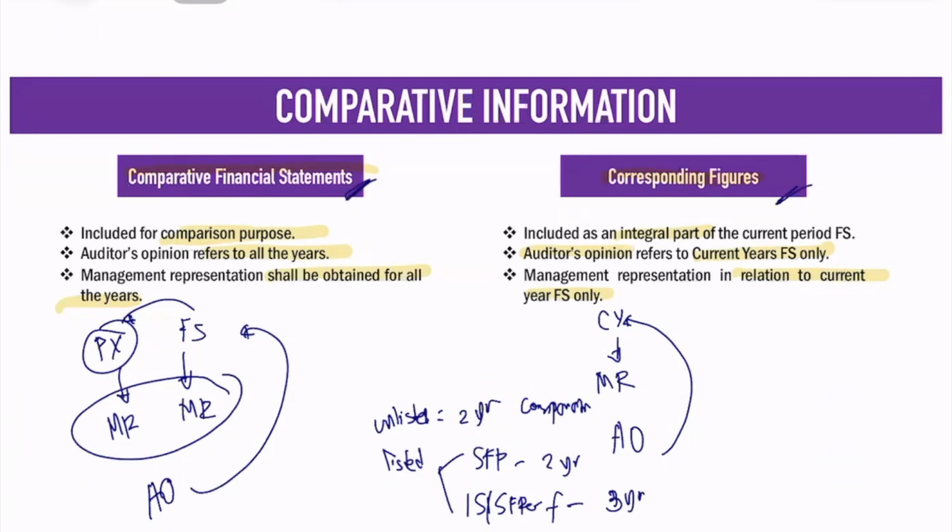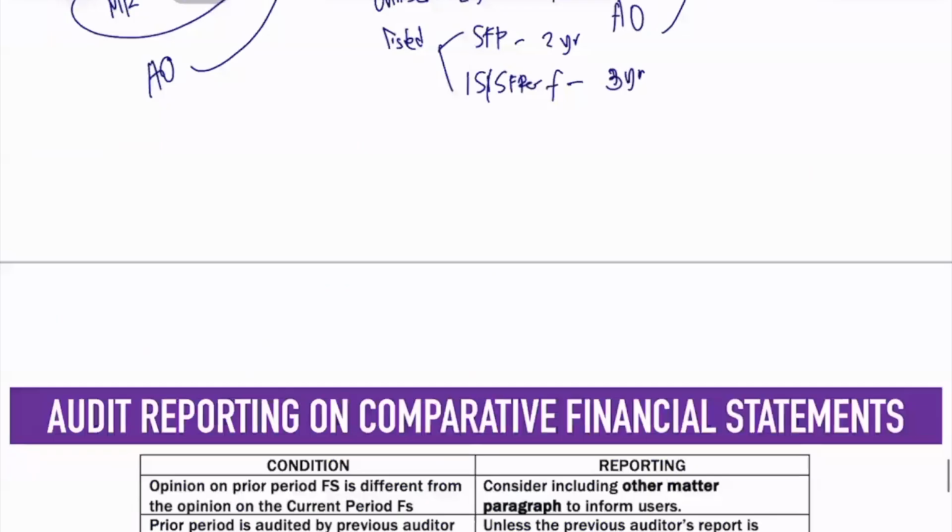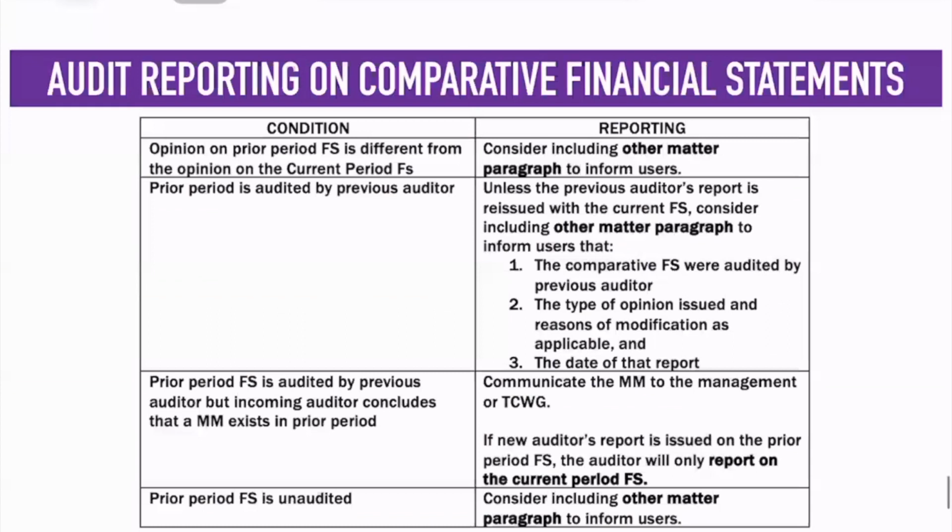Why? Because your audit opinion differs depending on whether the comparative info is comparative FS or corresponding figure. Take note, your audit opinion in comparative FS refers to the previous years and the current year, while in your corresponding figure, it only relates to the current year. So let's look into the audit reporting on comparative FS first.